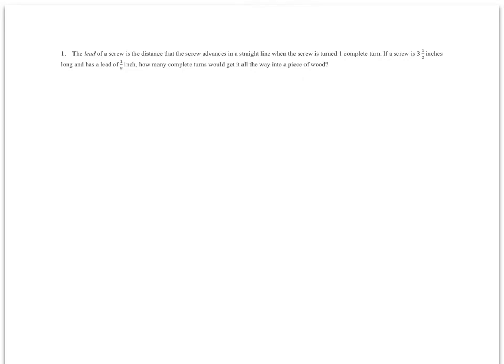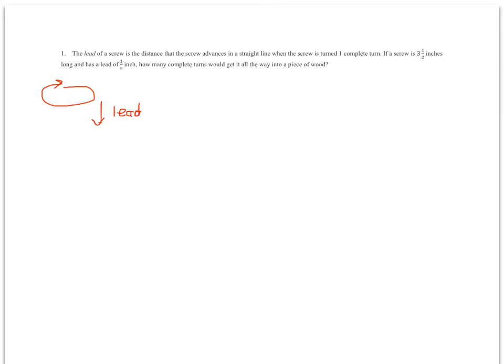The lead of a screw is the distance that the screw advances in a straight line when the screw is turned one complete turn. So every time that you turn a screw one complete revolution, then the screw advances down into the wood a distance called the lead.